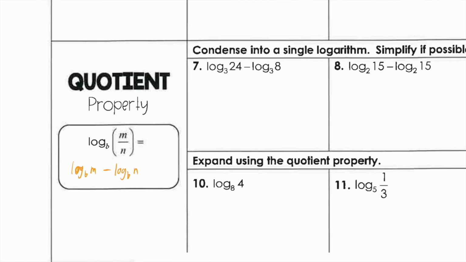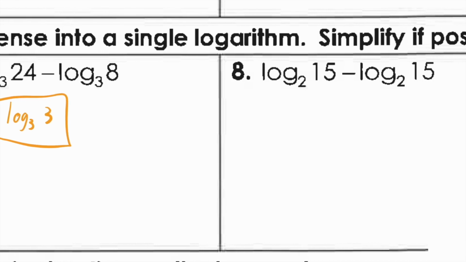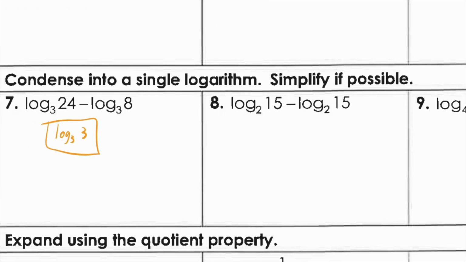7, 8, and 9 will condense again. So on 7, since they're both log base 3, we can actually condense and get log base 3 of 24 divided by 8, or 3. On 8, since they're both 15s, we do log base 2 of 15 divided by 15, 1.